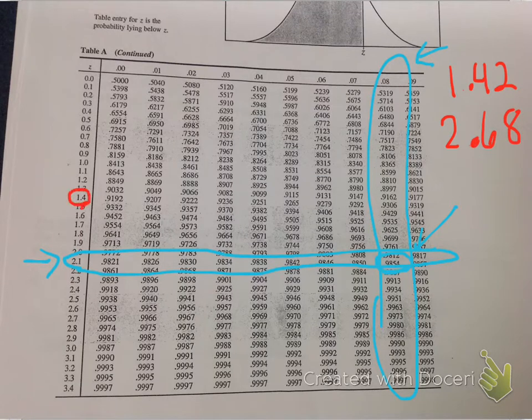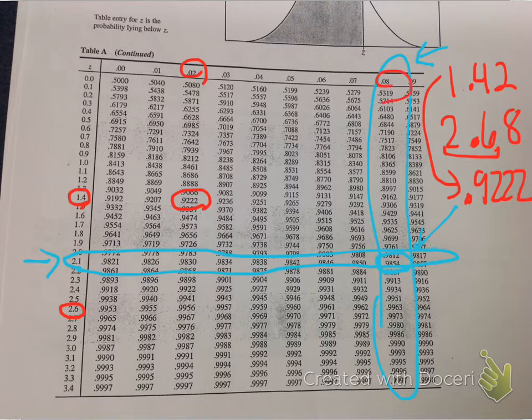1.42, 1.4 is here, 2 is here. It meets at 0.922. For 2.68, 2.6 for the first two, 8 for the last. That's going to get me right there at 0.9963. Whenever it's between, now what we need to do is we need to take the decimals and subtract the big minus the small.